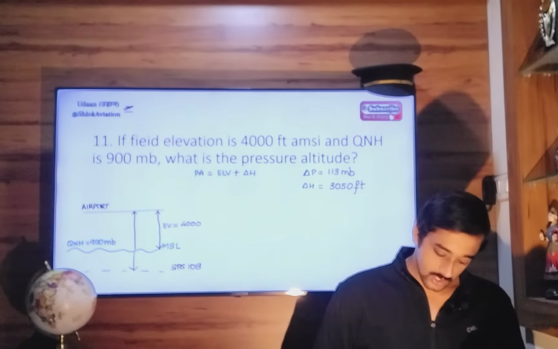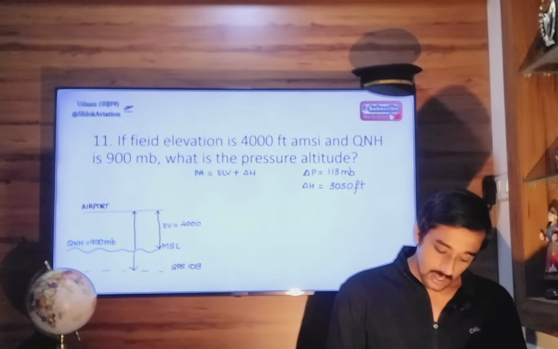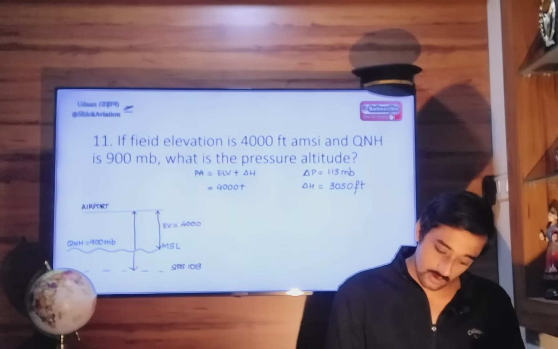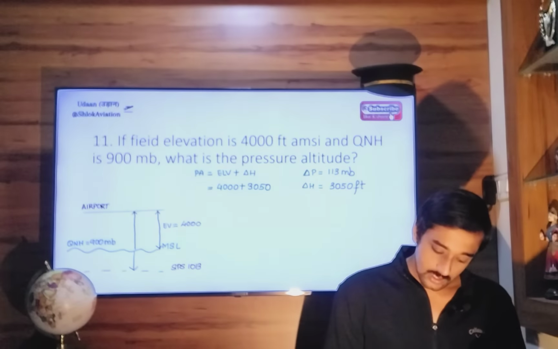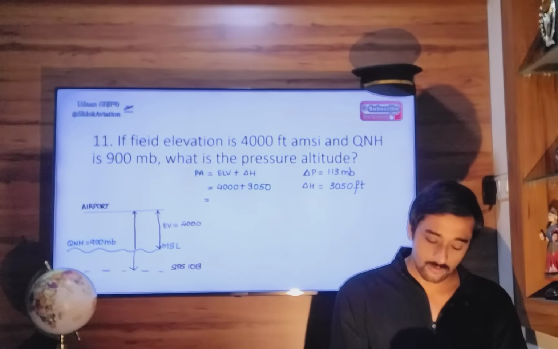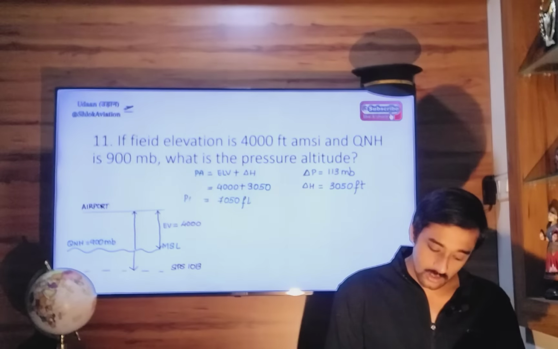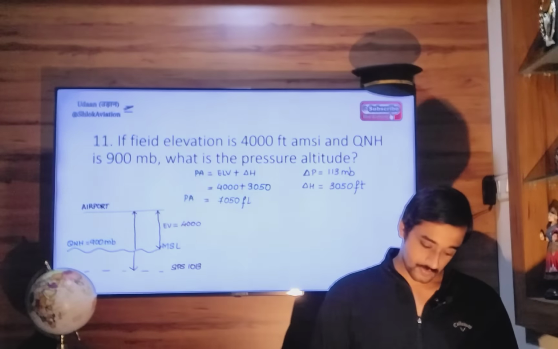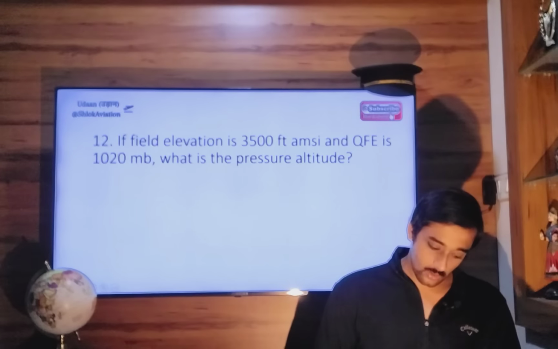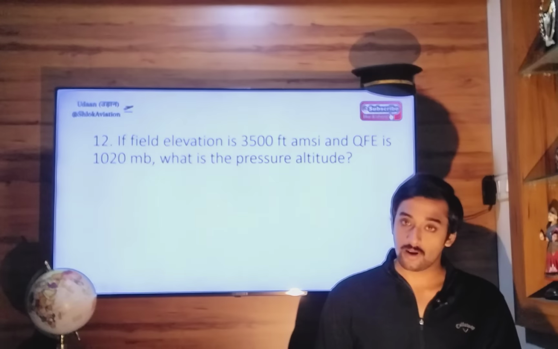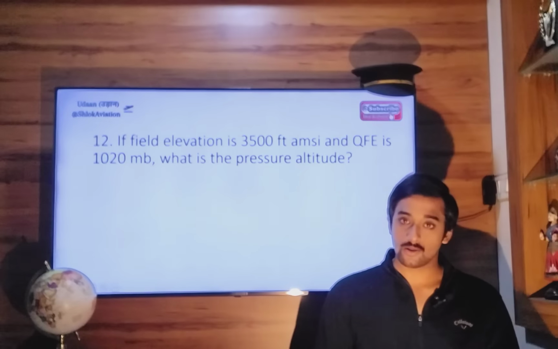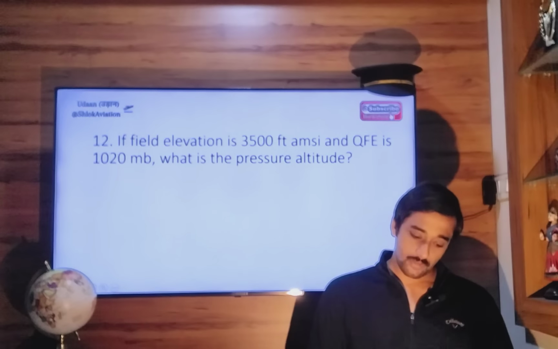feet. So your pressure altitude is gonna be elevation 4000 plus a height difference of 3050. So that gives you a value of 7050 feet. So pressure altitude equals to 7050. Next, question 12. Field elevation is 3500. QFE is 1020. What is the pressure altitude?